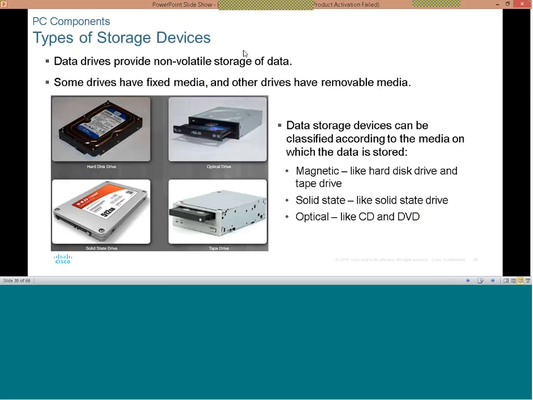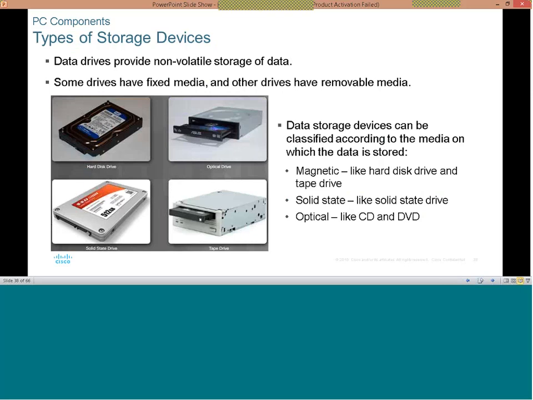Okay. So types of storage devices. Here we can see storage devices. Data drives provide non-volatile storage of data. So whatever you save in the data drive is saved and not easily lost. Some drives have fixed media, and other drives have removable media. So it all depends on the type.